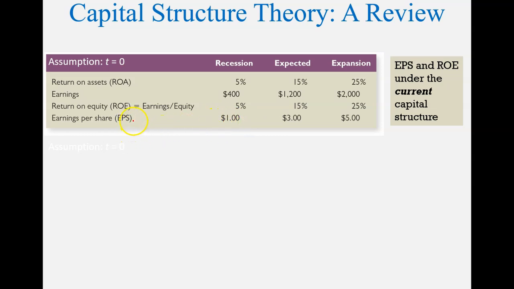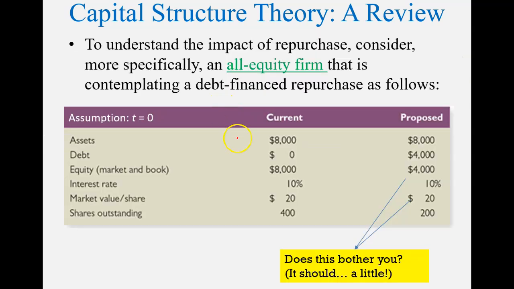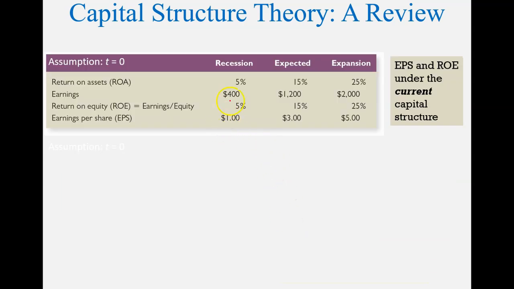If somebody asks, if you are the shareholder, okay, so in this situation next year, what will my earnings per share look like? Well, earnings are going to be $400 in a recession. And right now there are 400 shares outstanding, which means that 400 divided by 400 is 1, 1,200 divided by 400 is 3, 2,000 divided by 400 is 5.